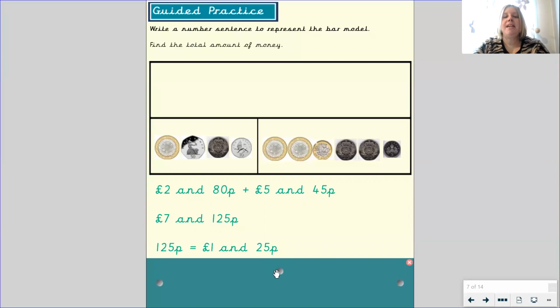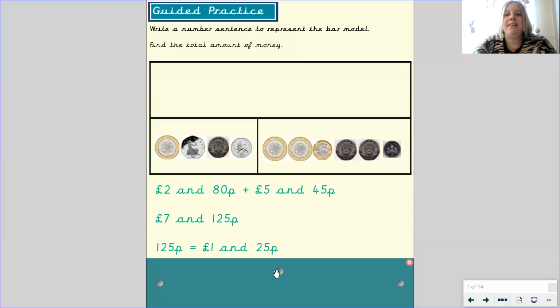So let's have a look and see how much 125p equals. We know that in 125p there is 100p, so we can exchange this for a pound, and then we have our 25p. So we have £1 and 25p. Our next step is to add all of our pounds together and then add our p or pence to find the total amount of money.